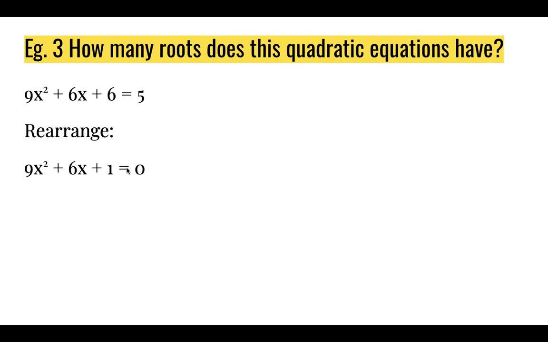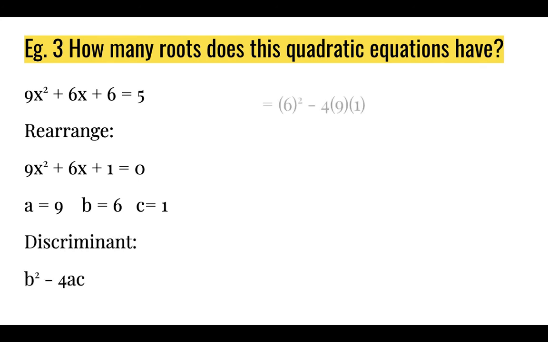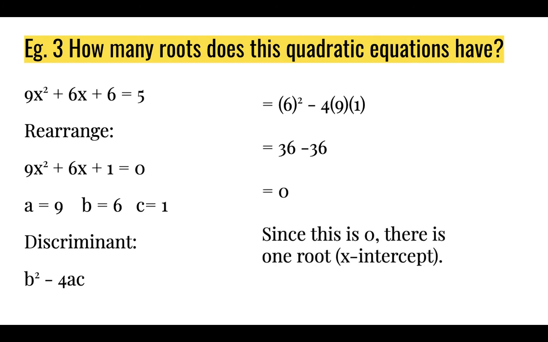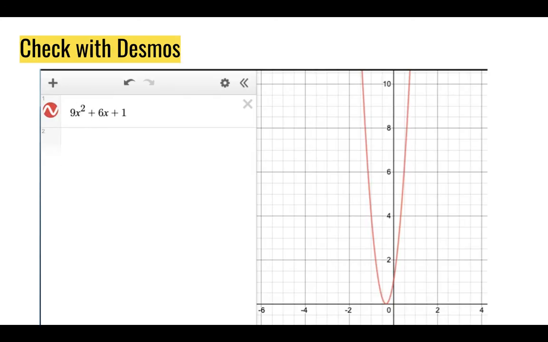Now that I've rearranged that, I can label my A, B, and C. And then I can put those numbers into my discriminant. So 6 squared minus 4 times 9 times 1. 6 squared is 36. -4 times 9 is -36, times 1 is -36. So we get 36 minus 36. So that equals 0. And if you go back to that slide with the summary, because this is 0, there must just be one root or one intercept. And let's take a look at it in Desmos.